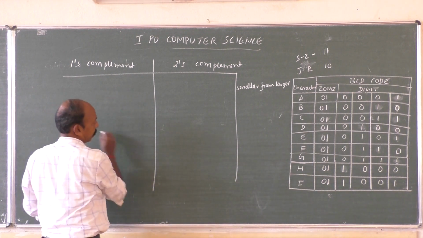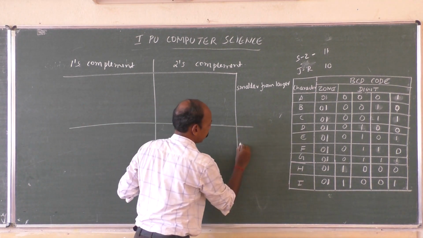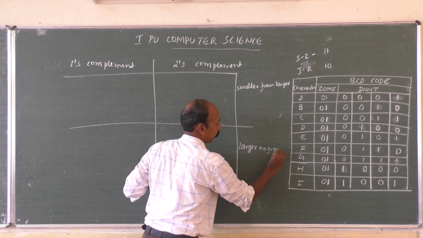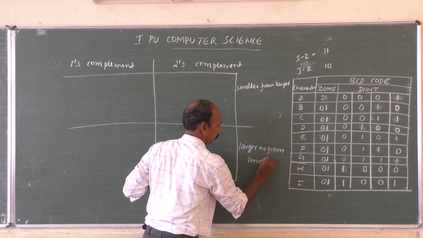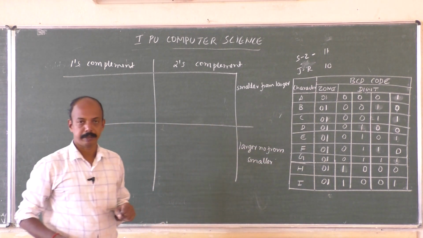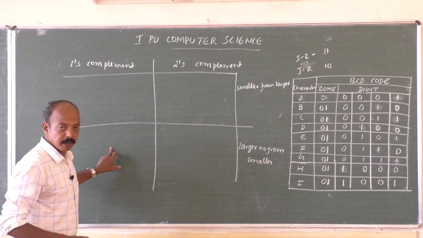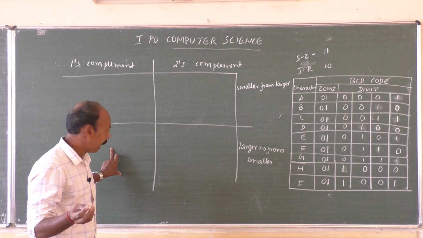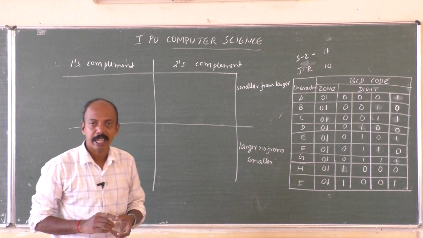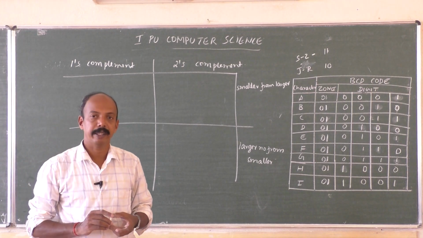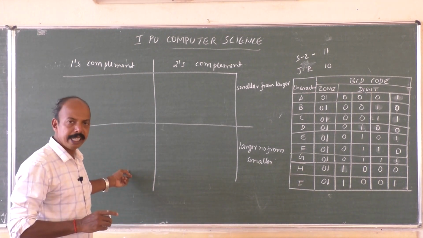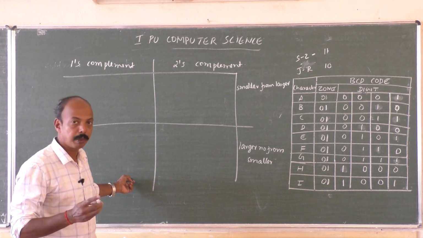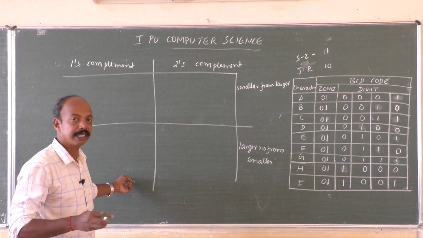When it is subtracting a larger number from a smaller number, what happens here? In case of 1's complement, after taking 1's complement of the subtrahend and adding it to the minuend, it doesn't give us end around carry. There won't be end around carry. So what we will do, we will take 1's complement of the answer and place a negative sign.